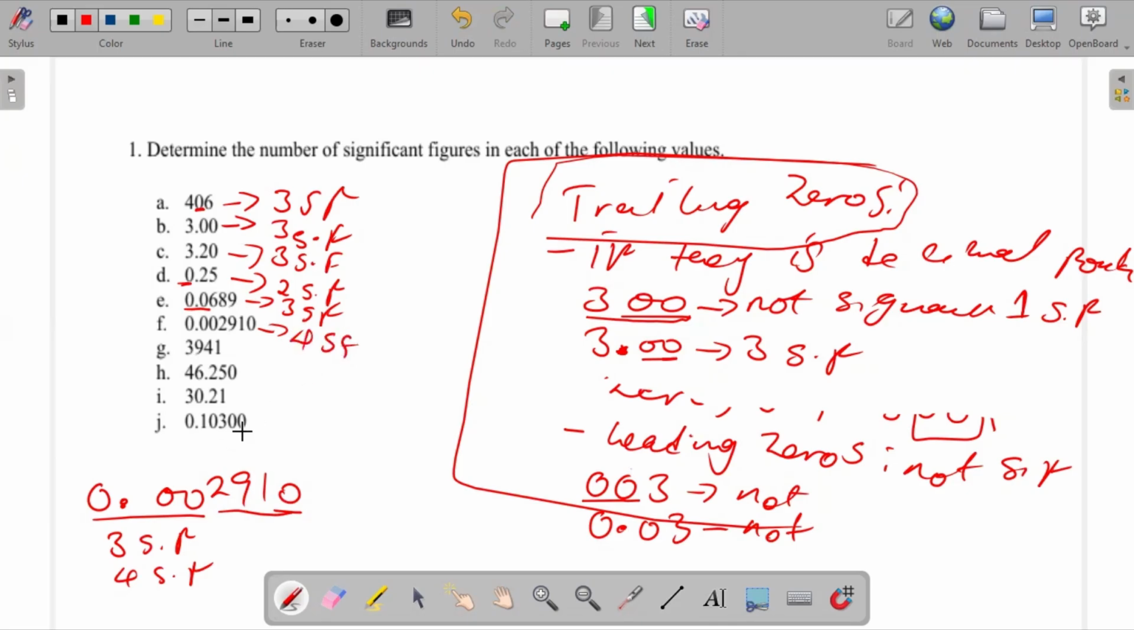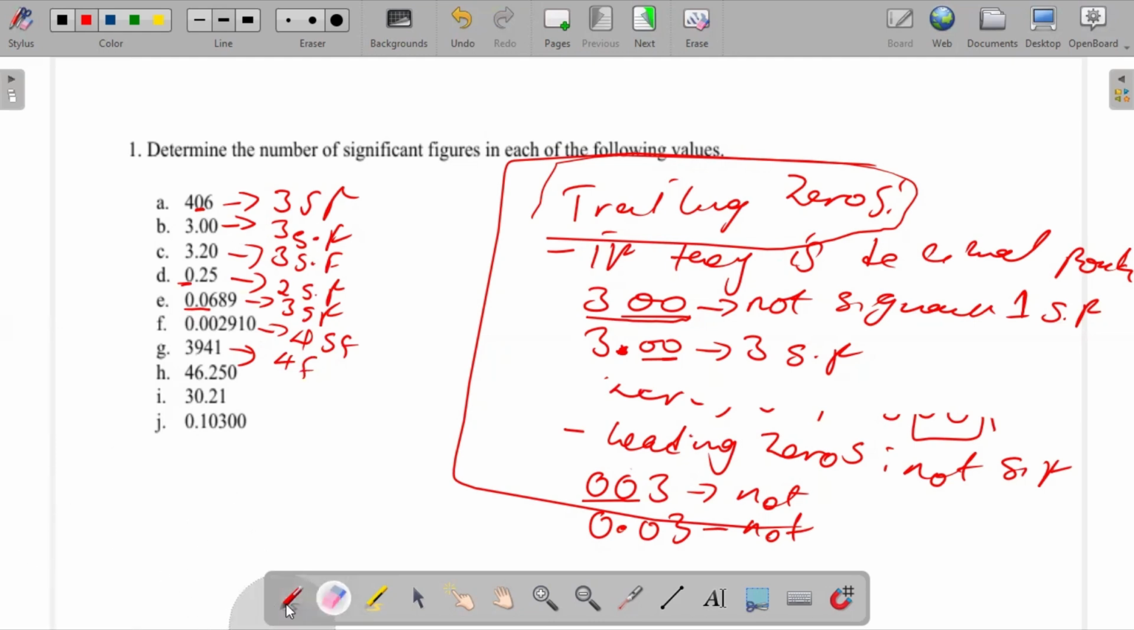Okay, I hope people are clear there. So we go to part G. Part G is the first rule that we made mention of: all non-zero numbers are significant. In this case, we are going to have 4 significant figures, isn't it? So let's go to part H.